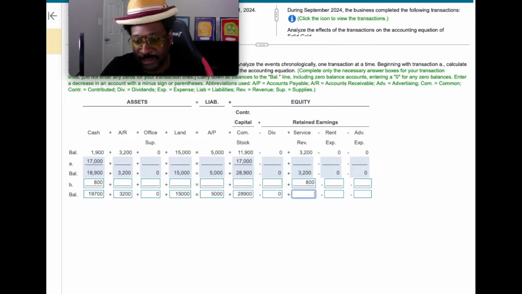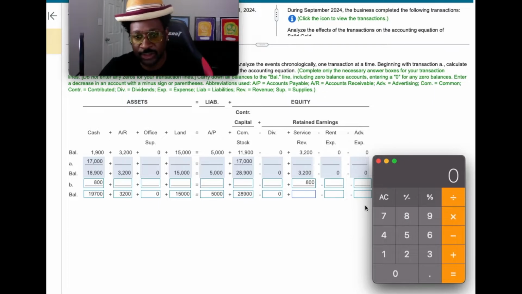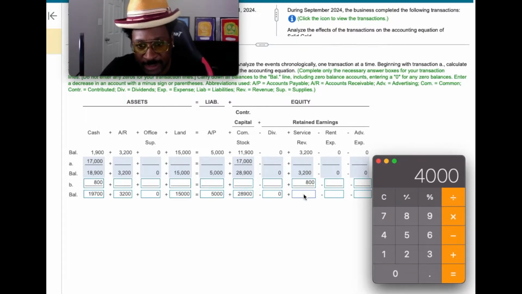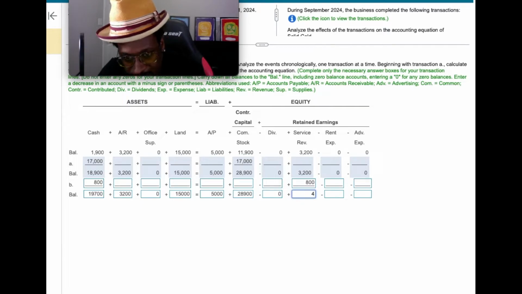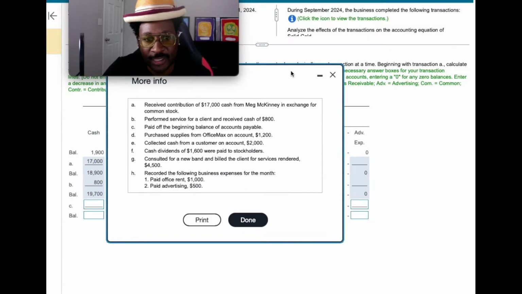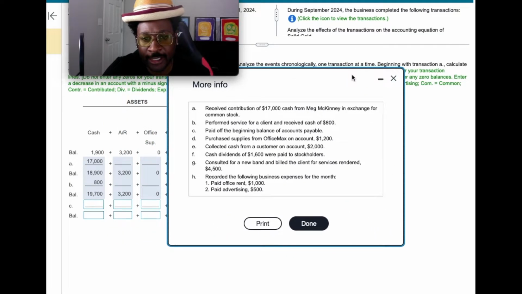Then we're going to adjust our new service revenue amount. So we're going to take $3,200 and we're going to add $800 to it. And that'll give us a new balance of $4,000. And we're going to check the answer. Bags on deck. Next, it tells us paid off the beginning balance of accounts payable.